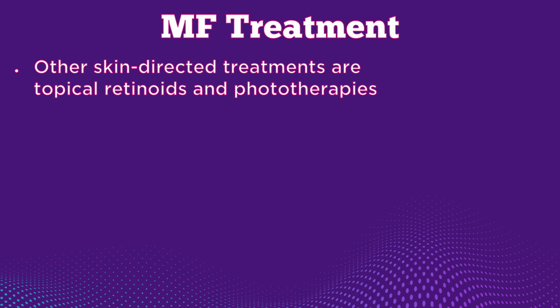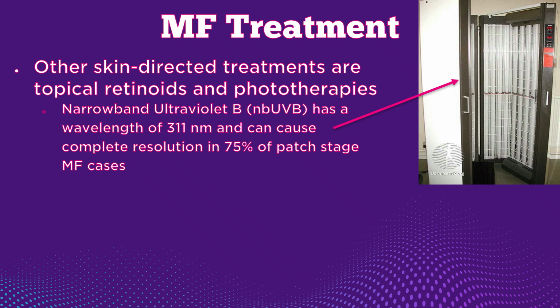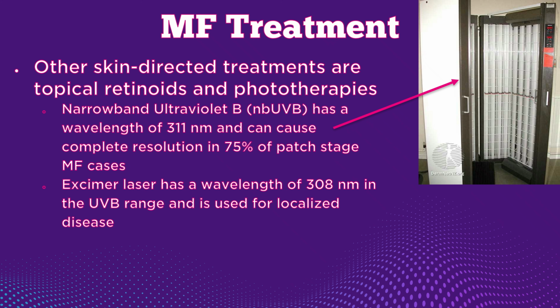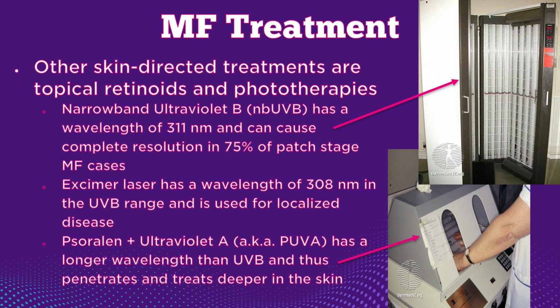Other skin-directed treatments include topical retinoids and various phototherapies. Narrowband UVB has a wavelength of 311 nanometers and can cause complete resolution in 75% of patch stage MF cases. Excimer laser has a wavelength of 308 nanometers in the UVB range and can be used for localized disease as well. Psoralen plus UVA, also known as PUVA, can also be used, and because it has a longer wavelength than UVB, it's going to penetrate deeper in the skin and treat deeper in the skin.